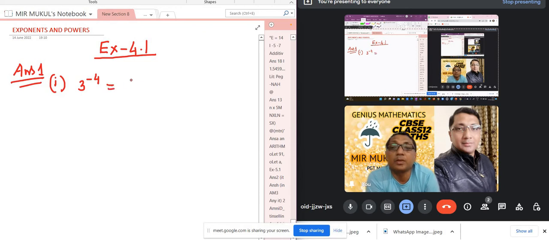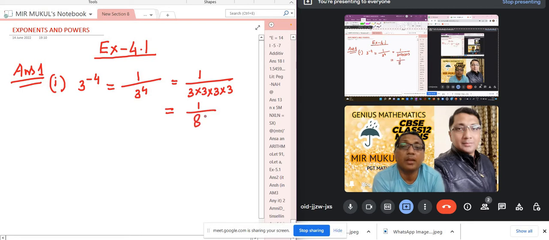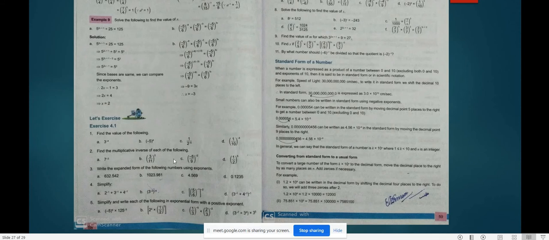Okay, so it can be written as, first remove the negative from the power. It will be 3 to the power 4. So it can be written as 1 by 3 into 3 into 3 into 3. If we multiply this, then what will you get? 1 by 81.